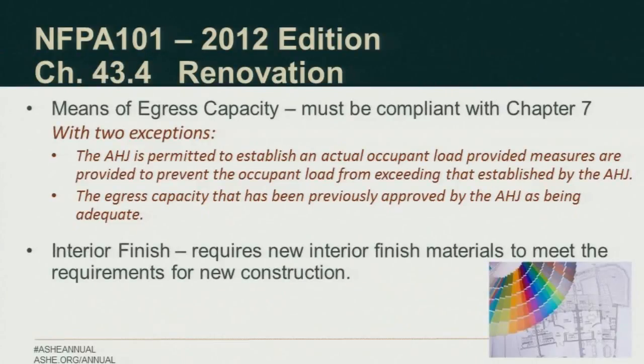Under renovation, the means of egress capacity must be compliant with the requirements in Chapter 7. There are two exceptions. The AHJ is permitted to establish an actual occupant load. So, say I have an assembly occupancy that, by calculations, has an occupant load of 300 people, but my egress capacity doesn't meet that. The AHJ can come in and say, well, my actual occupant load is only 250 and we meet that egress capacity.